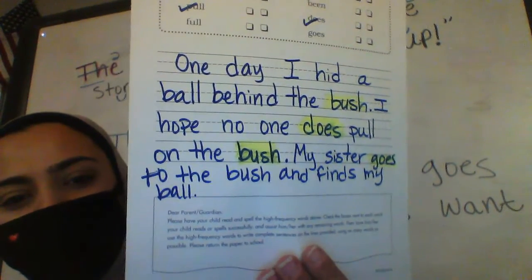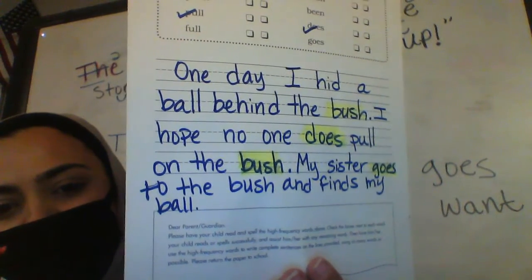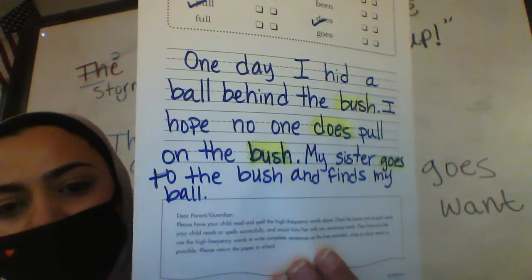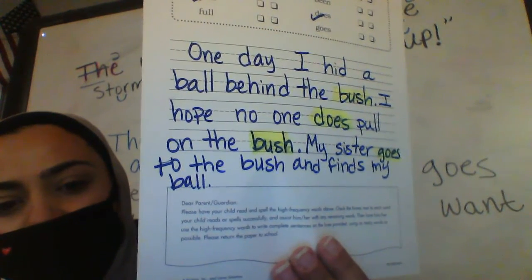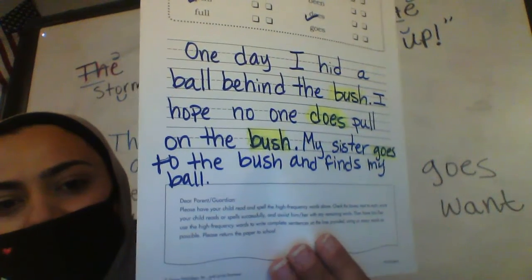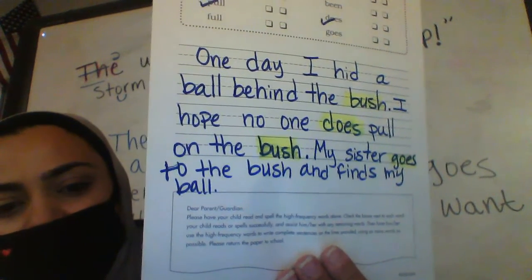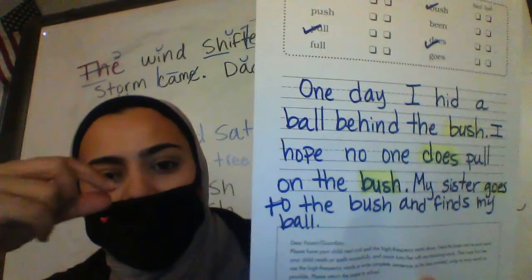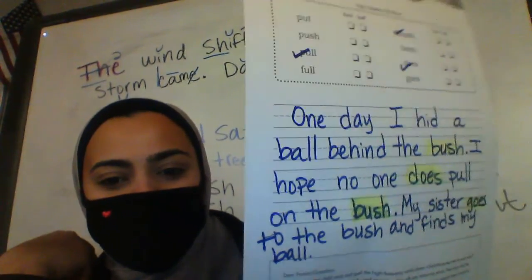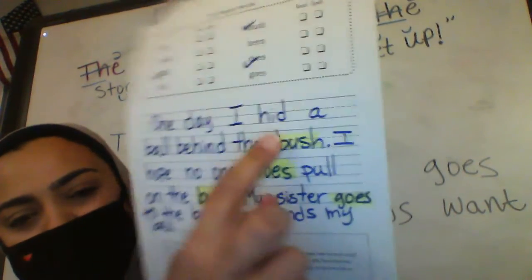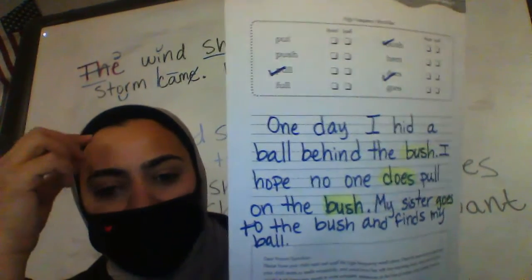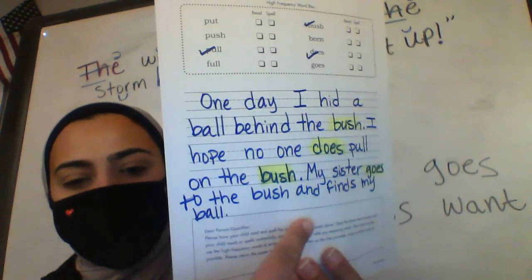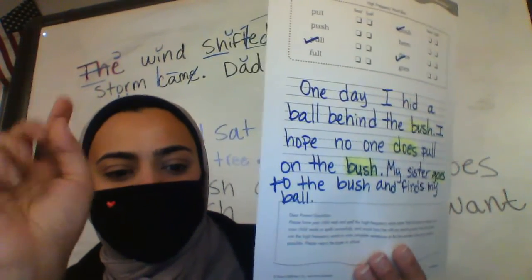So I said, one day I hid a ball behind the bush. I hope no one does pull on the bush. My sister goes to the bush and finds my ball. I used the words bush, does, goes, pull. Sorry, I forgot to highlight pull. So I used many words. I could have said, instead of hid, one day I put a ball behind the bush. And then I could have used 5 words. So see how I used bush more than once? You can highlight it more than once, but it only counts as 1. Because you have to use 4 different words.